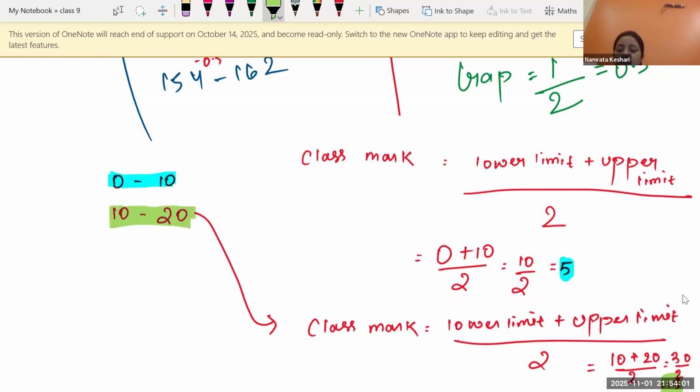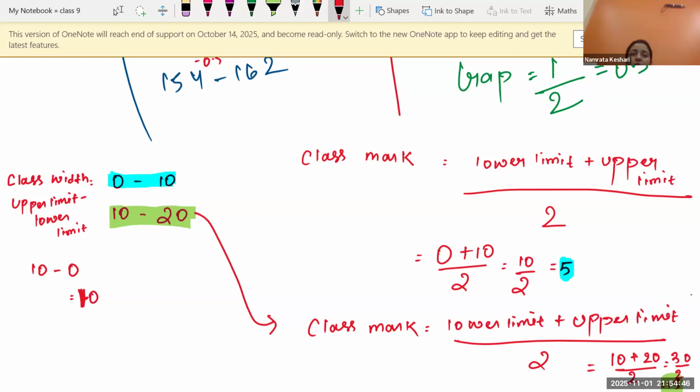Making sense? Okay, and you told me what is class length, right? Class width. You call it class width, you call it class length, whatever you say, it's the same thing. So if you are finding class width, the formula is upper limit minus lower limit. Upper limit is 10 and the lower limit is 0. 10 minus 0 is 10. So class width for this class is 10.